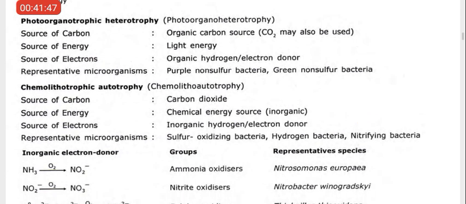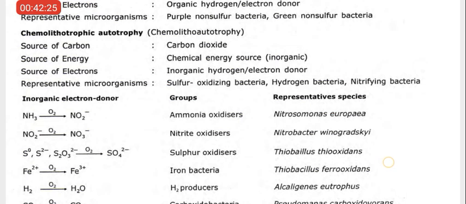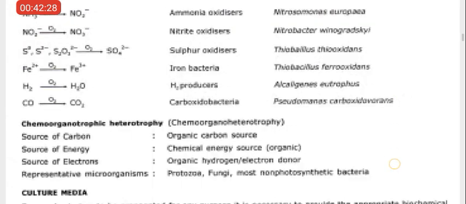Then chemolithotrophic autotrophy. Chemolithoautotrophy. Source of carbon, carbon dioxide; source of energy, chemical energy source, inorganic; source of electrons, inorganic hydrogen electron donor. Representative microorganisms: sulfur oxidizing bacteria, hydrogen bacteria, nitrifying bacteria. Then inorganic electron donor: NH3, O2, NO2 minus, ammonia oxidizers, Nitrosomonas; NO2 minus, O2, NO3 minus, nitrite oxidizers, Nitrobacter; Winogradsky, like that.